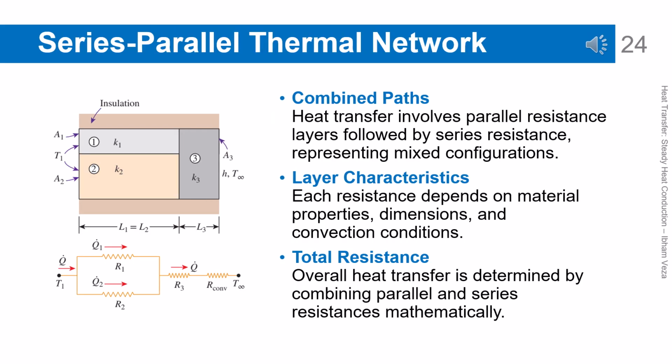Series parallel thermal network. This system combines parallel and series resistances in one network. Part of the heat splits into parallel paths, then recombines and passes through series resistances. Each element still follows the basic thermal resistance laws. The total resistance is calculated by mathematically combining series and parallel rules. This configuration is very common in real insulation systems.